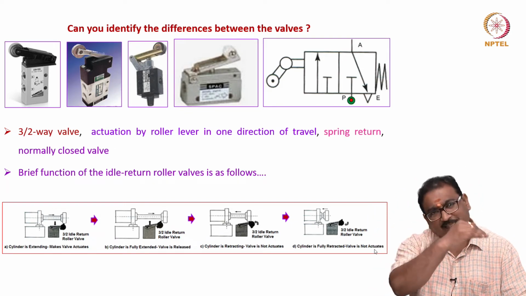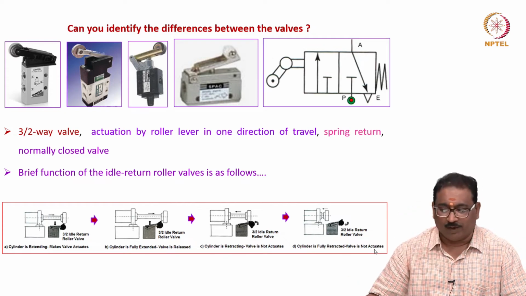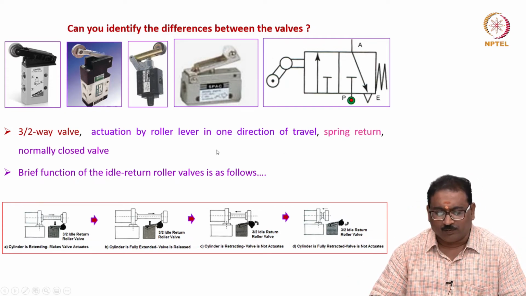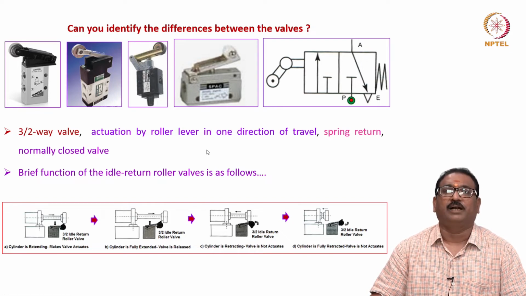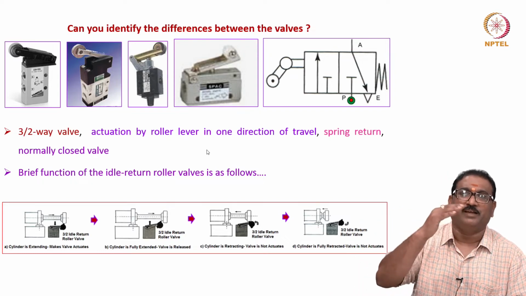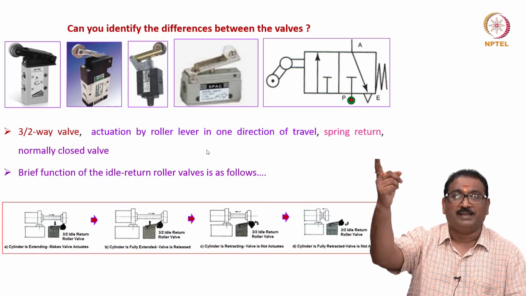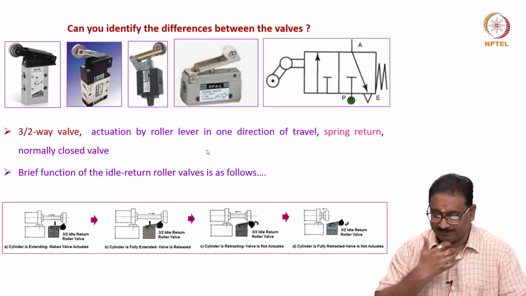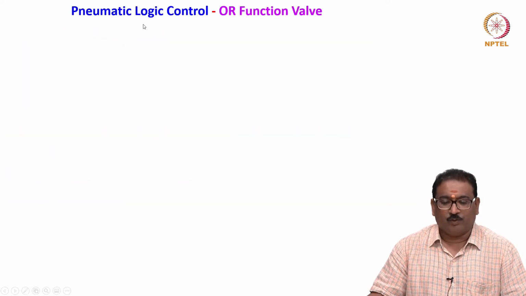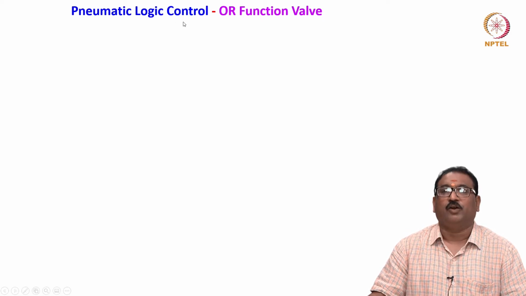Placing it in the retracted position is also possible. Where you place this 3/2 idle return roller valve matters. These are very, very important in the sequencing of circuits, because when cylinder A extends, then B will extend. How to determine this? Using 3/2 idle return roller valves. Then I will show you some more valves. In pneumatic logic control, we are using the OR function valve.